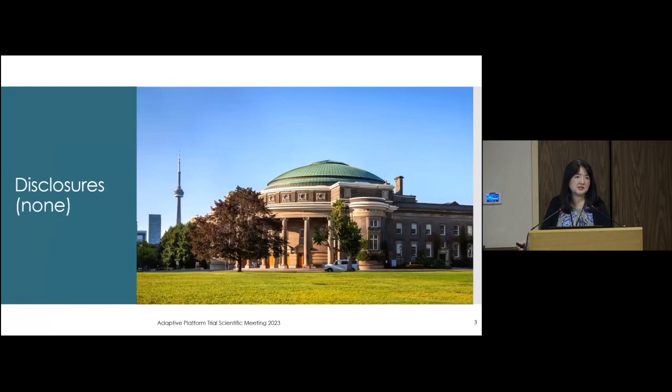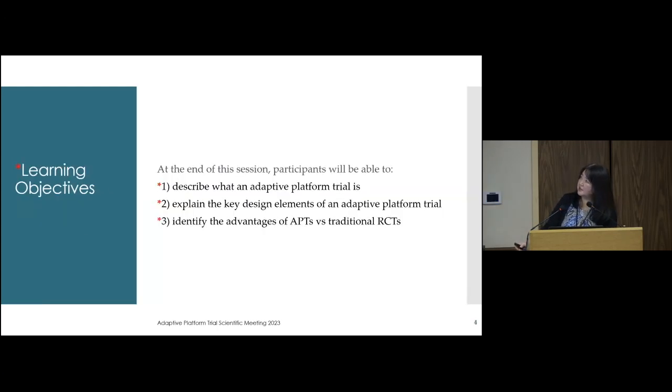I have no disclosures. And at the end of this session, I'm hoping that you will be able to describe what an adaptive platform trial is, and also to explain the key design elements of such a trial. And the third thing that I'm hoping you can do is identify the advantages of adaptive platform trials compared to traditional randomized controlled trials.